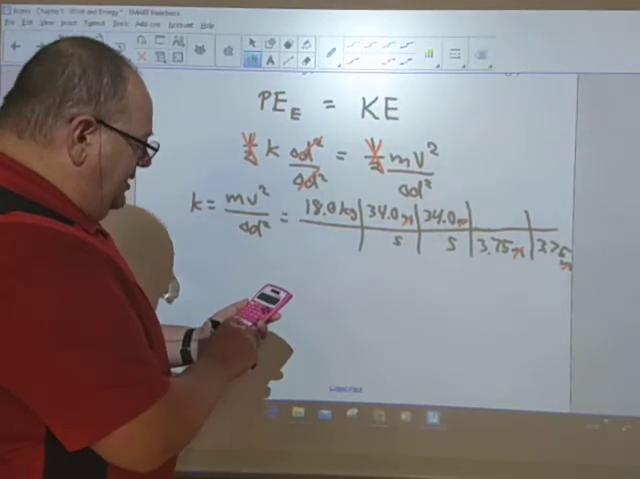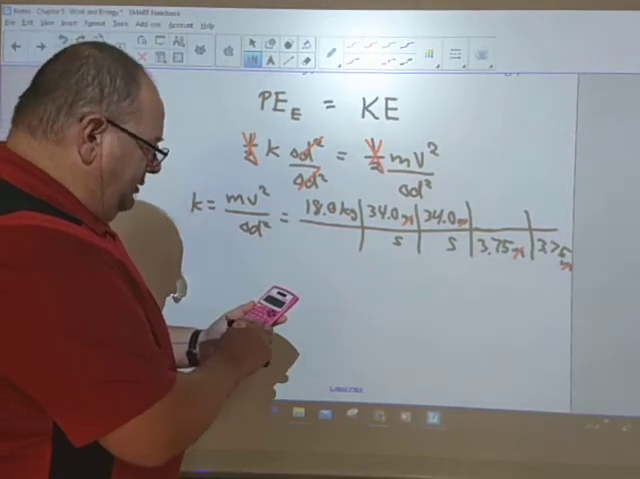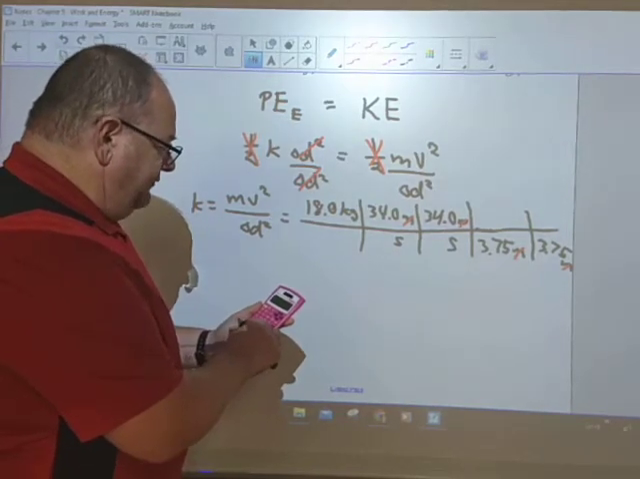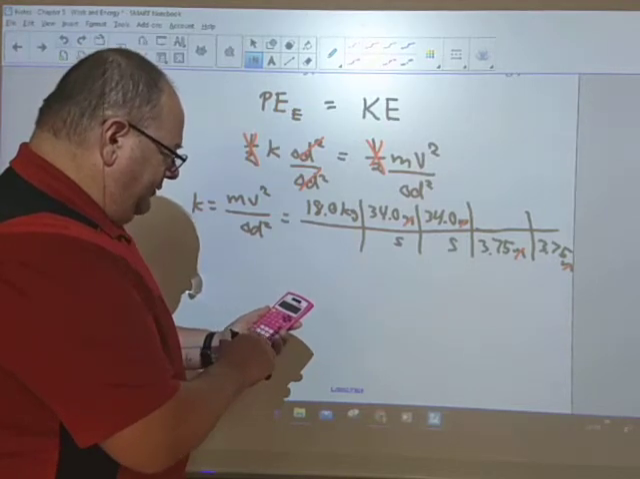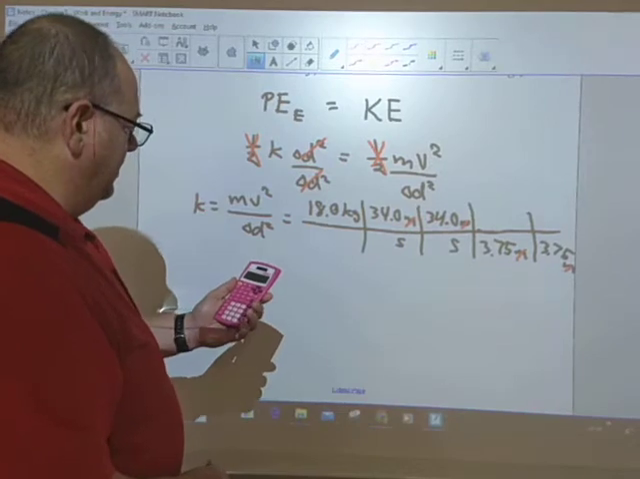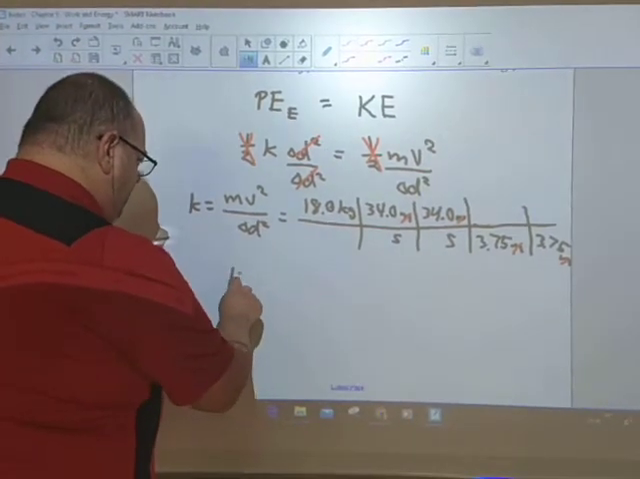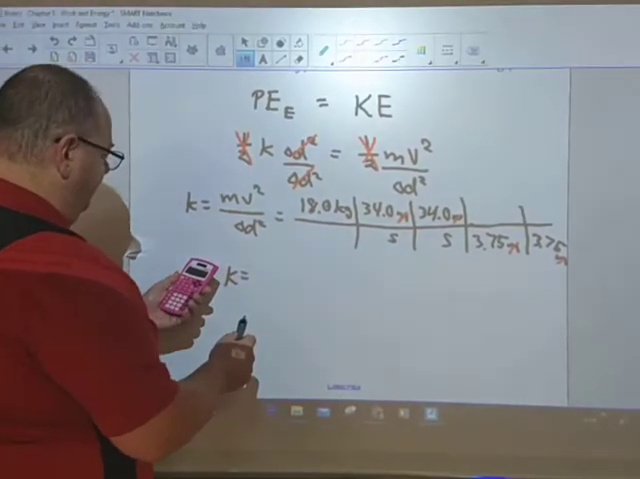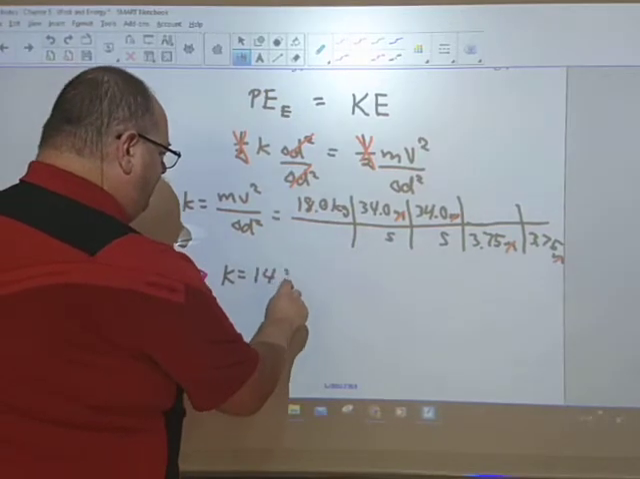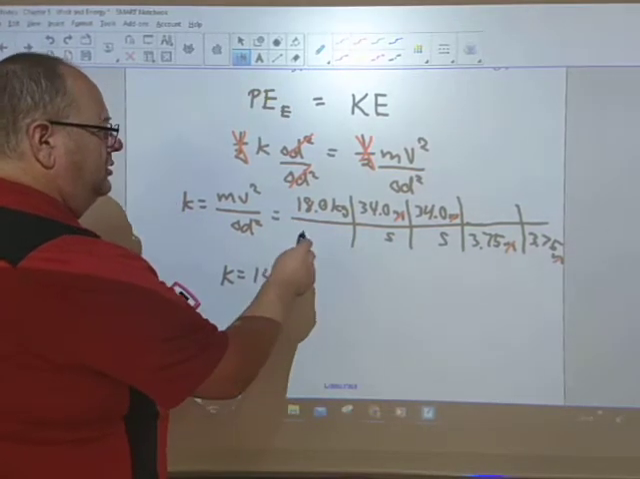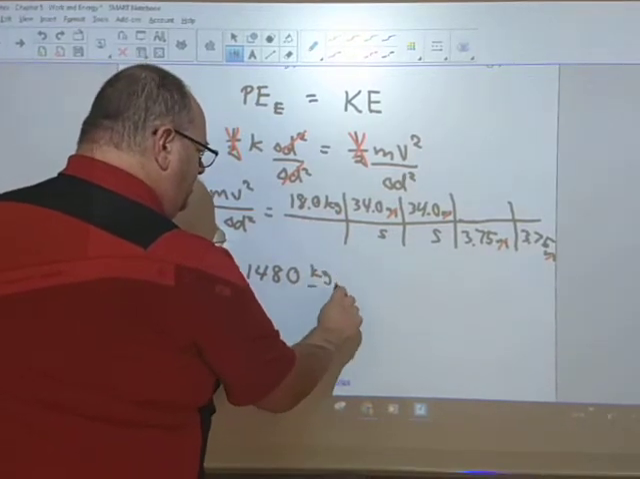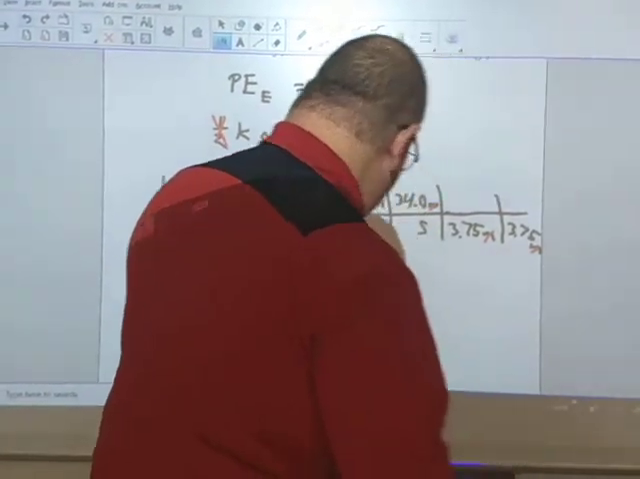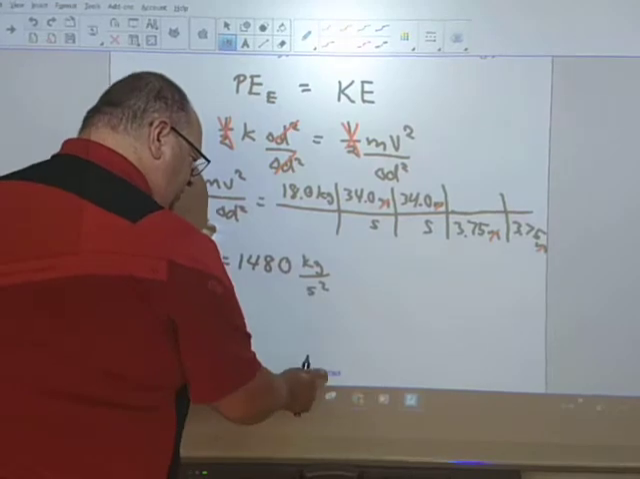We've got 18 times 34 times 34 divided by 3.75, divide again by 3.75. Okay, I've got a spring constant, K equals, let's see, looks like we're allowed 3 sig figs, so this would be 1,480 kilograms per second squared. That certainly sounds like a really weird label. I'm going to extend this a little bit.